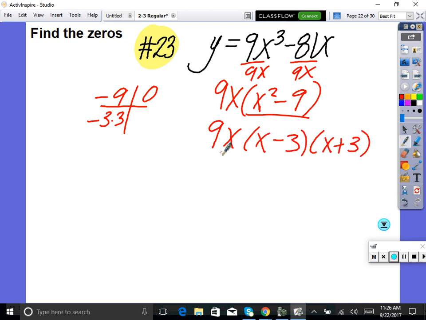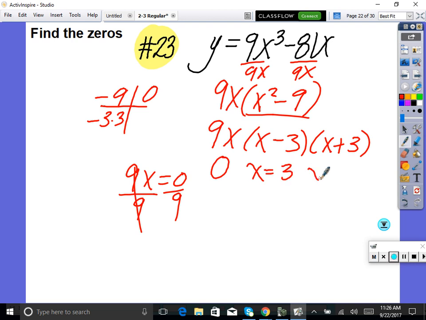Now we can solve. x equals right here. What would you say without doing it? 0. You see why? 9x equals 0. Solve for x. Divide by 9. 0 divided by 9 is 0. And then x equals 3 and x equals negative 3.